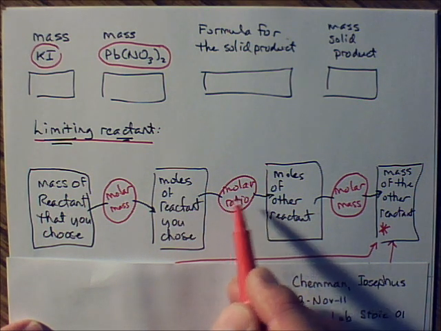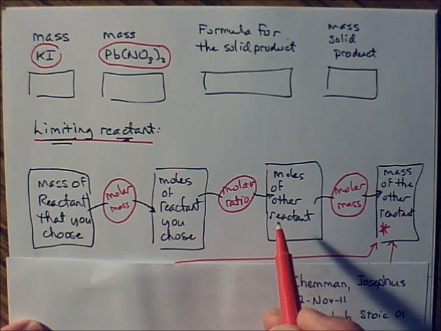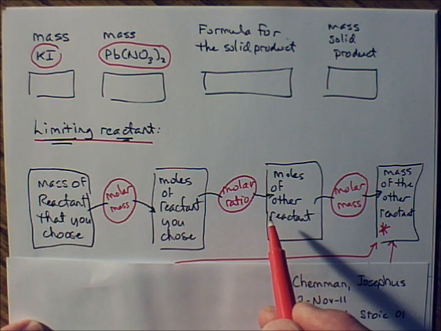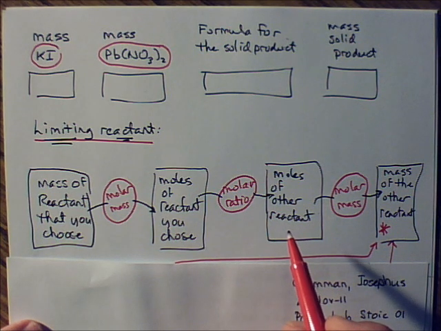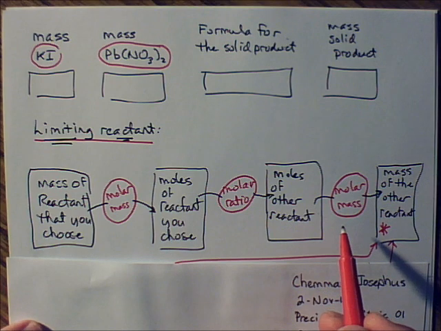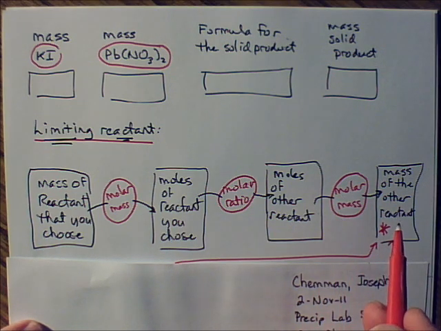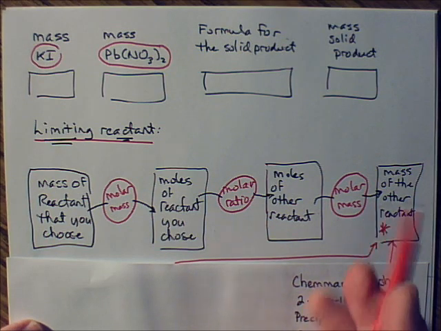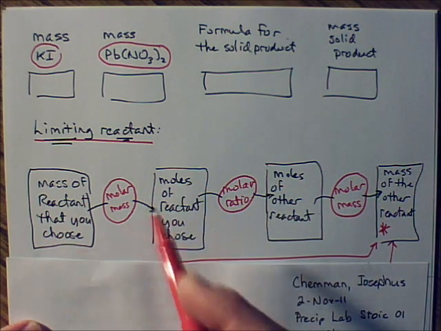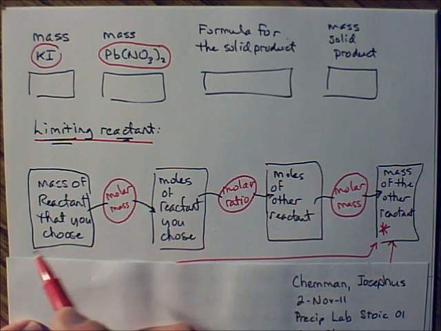So using your molar ratio, you'll find the moles of the other reactant. Whichever one you chose, this is the other one. And then finally, you'll calculate the molar mass of that, build a conversion unit, and find the mass of that other reactant. The same thing you did for homework, only you're using your mass, the materials in your lab, to do this one. You did a mass-to-mass homework problem. This is a mass-to-mass problem here.